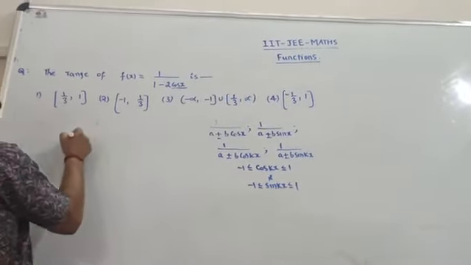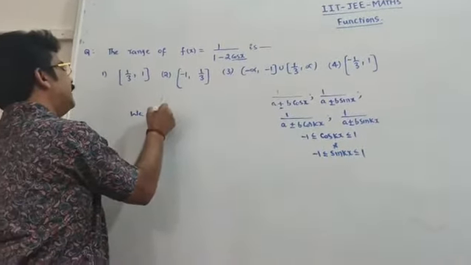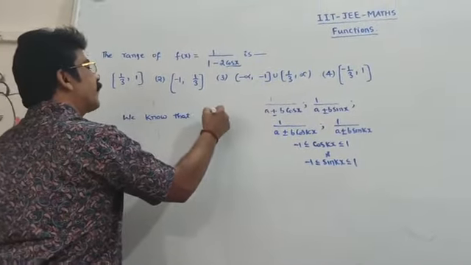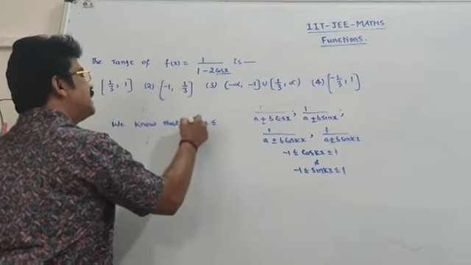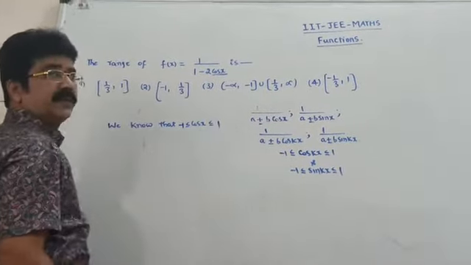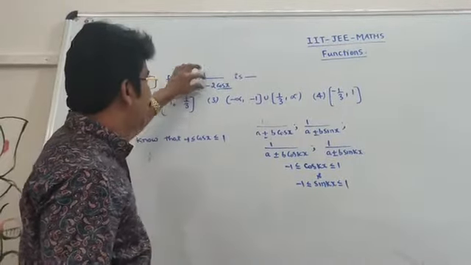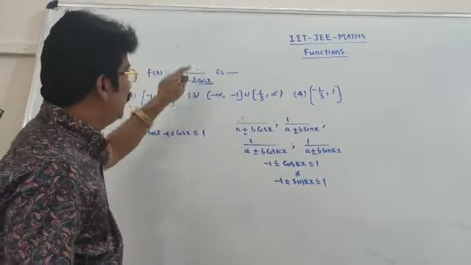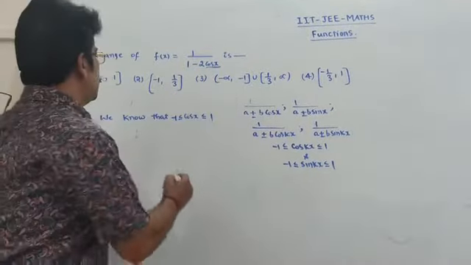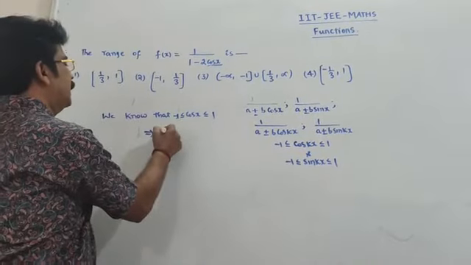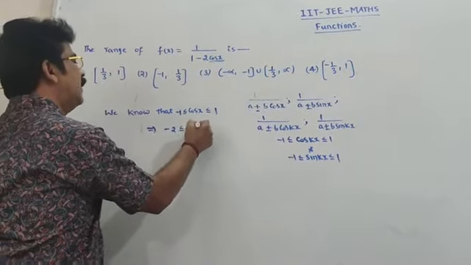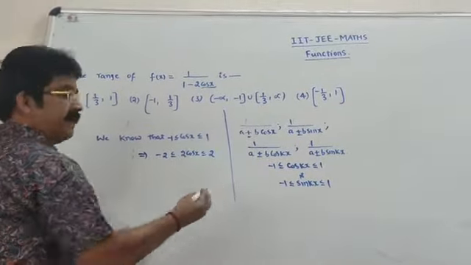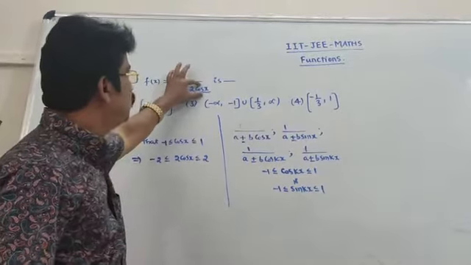We know that cos x lies between -1 and +1. Gradually we try to obtain the same function which is in the denominator. So cos x has a multiplier 2, so multiply with 2. So -2 is less than or equal to 2 cos x, less than or equal to 2. Okay, we multiplied with 2, thus we are getting 2 cos x.